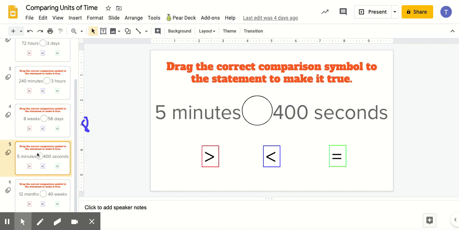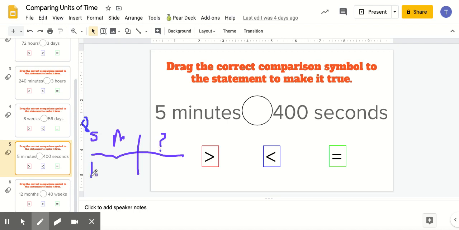Your next example is 5 minutes and 400 seconds. Well, you know that 5 minutes is a larger unit than seconds. So I'm going to change my 5 minutes to see how many seconds there are. So I'm going to create a T-chart like I've been doing. You have 5 minutes, and I don't know how many seconds that is yet.